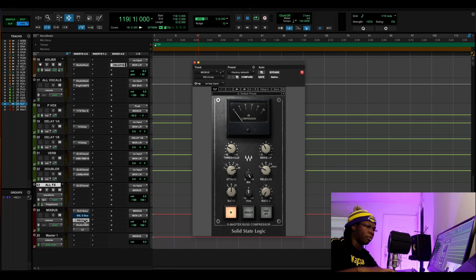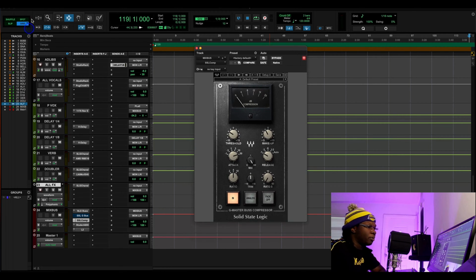Some people think, oh, if I just slap a 2-bus SSL on my mix, there you go, my mix is glued. But that's not the case. Sometimes even the SSL bus compressor, they didn't even use it. They might have picked an outboard compressor because maybe it didn't actually glue the mix. So I like to use the Waves SSL bus compressor. There's another one called the Cymatics Glue bus compressor. That's a really good one, but the Waves one is pretty dope.